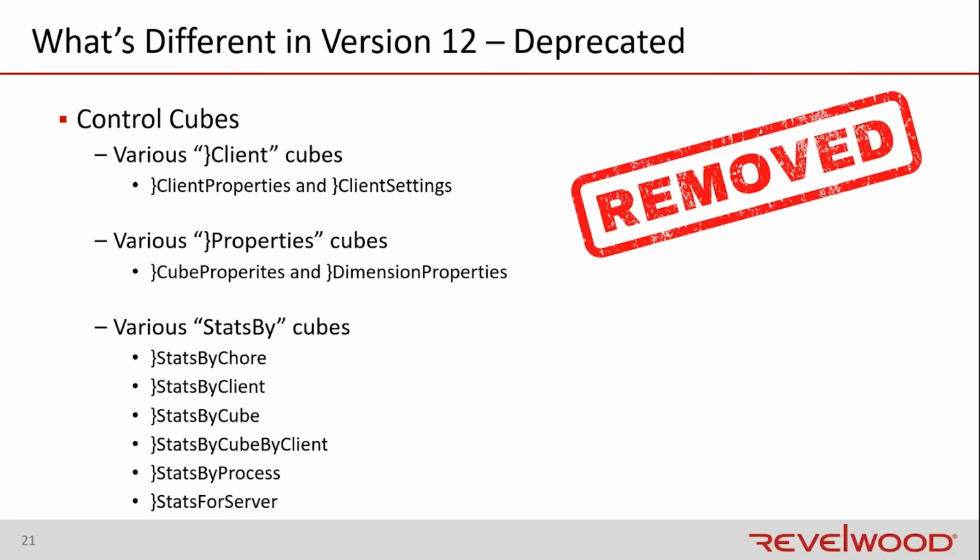But in version 12, user information is no longer based on the database. User information is now based on other aspects associated with the IBM cloud. These aspects no longer exist. The cubes have been deprecated. And the same concept applies to properties cubes. The various properties cubes have been deprecated from the system.